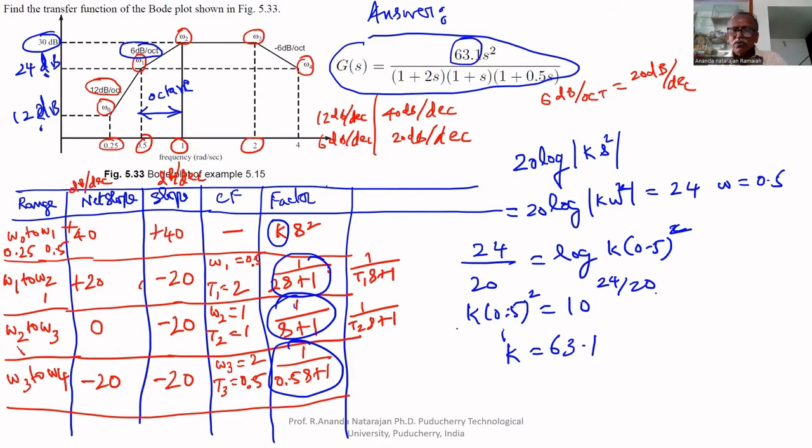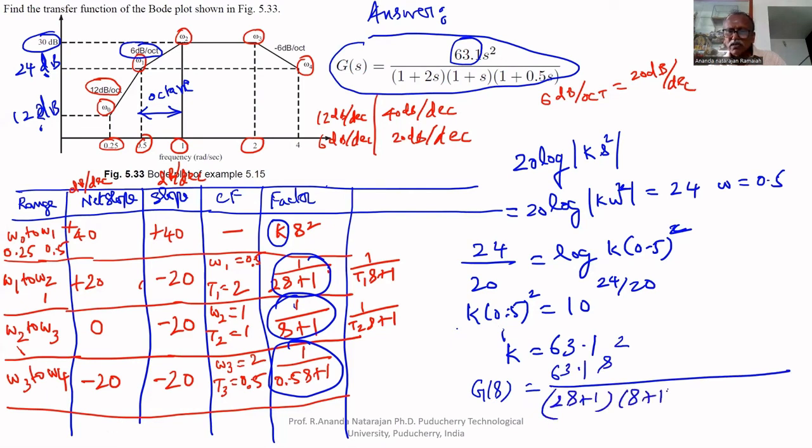So we got the value. Now we can combine all these things and write the transfer function G of S equals 63.1 S square upon (2S plus 1)(S plus 1)(0.5 S plus 1). Yes, we got the answer.